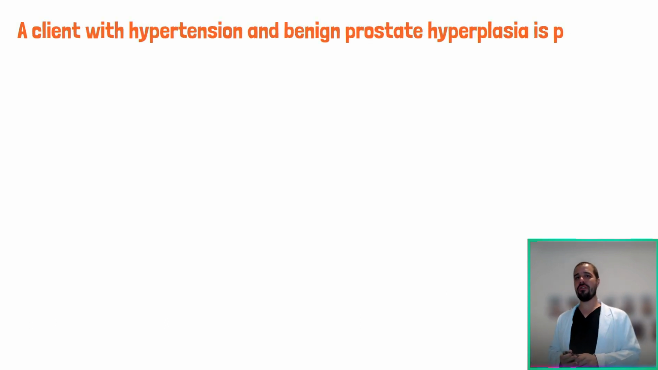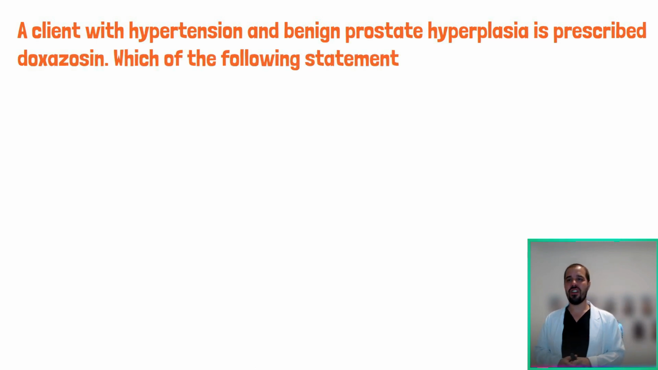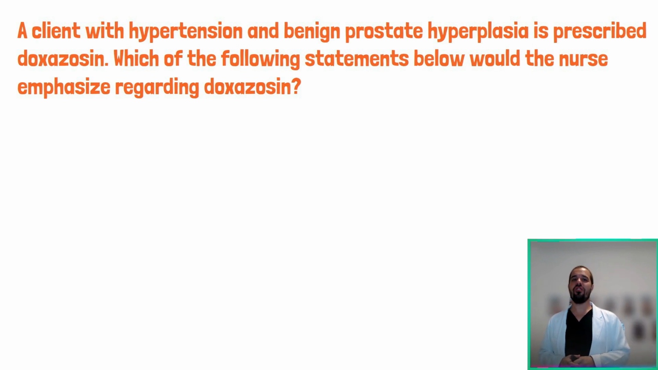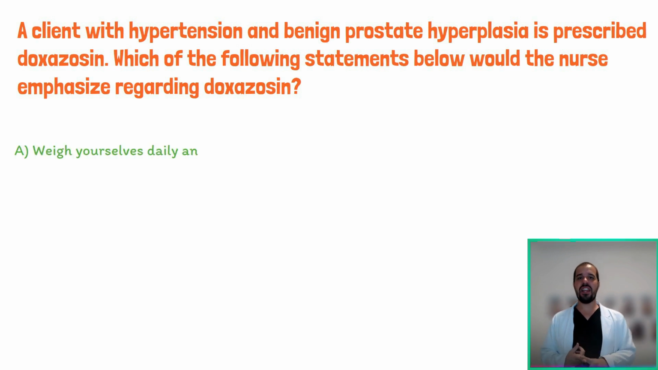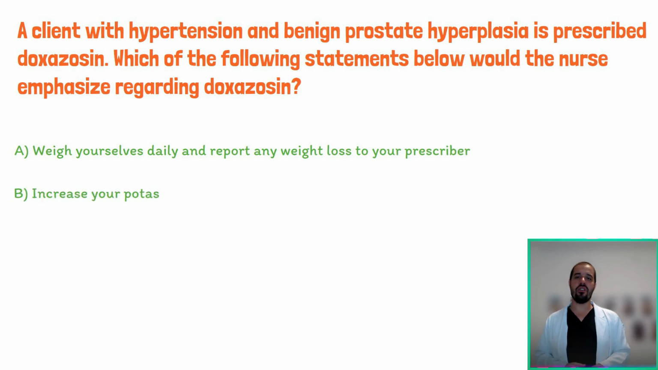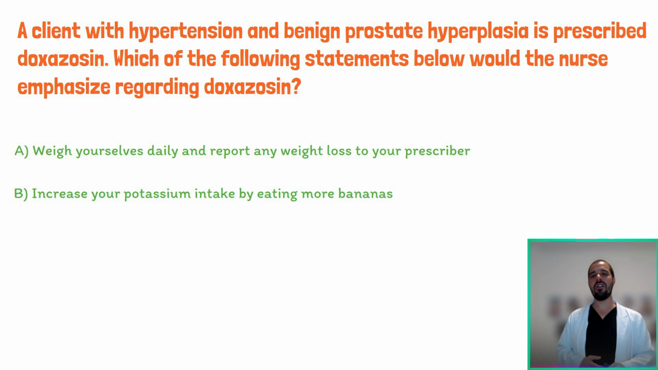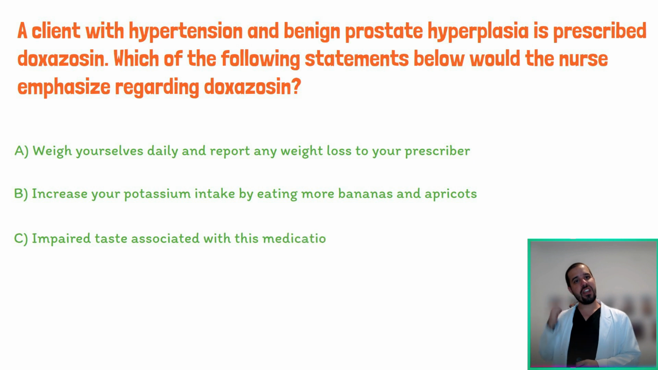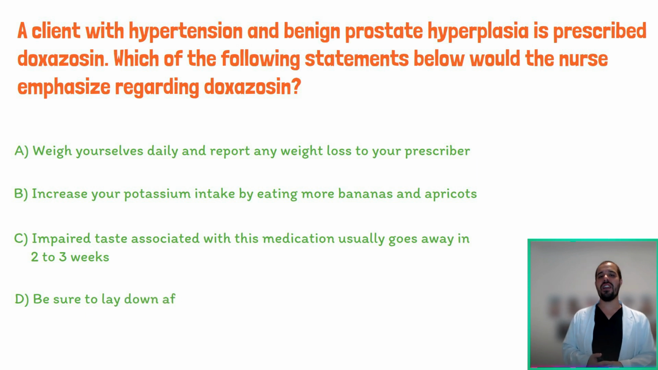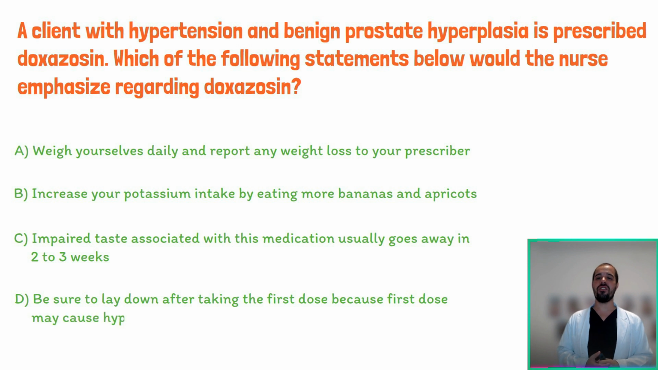A client with hypertension and benign prostate hyperplasia is prescribed doxazosin. Which of the following statements below would the nurse emphasize regarding doxazosin? A. Weigh yourself daily and report any weight loss to your prescriber. B. Increase your potassium intake by eating more bananas and apricots. C. Impaired taste associated with this medication usually goes away in 2 to 3 weeks. Or D. Be sure to lay down after taking the first dose because first dose may cause hypotension and may make you dizzy.